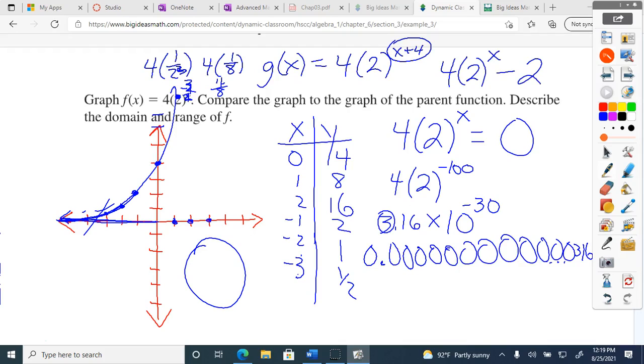So when it's -2, that means this entire graph just shifts down how far? 2. So this point right here would go down to, this point right here would go down to, this point right here would go down to. And now rather than approaching 0, what would my graph approach? What's this line right here? -2. That's always going to tell you what you need to approach.